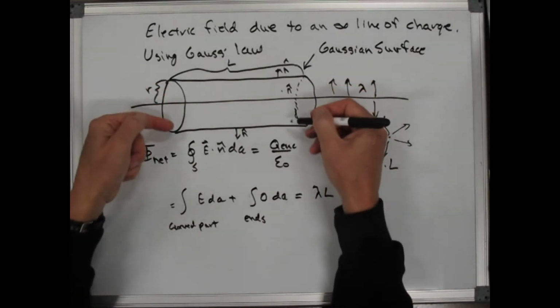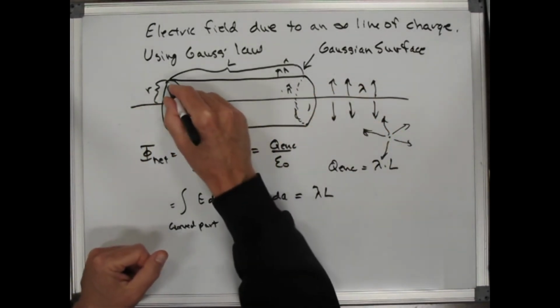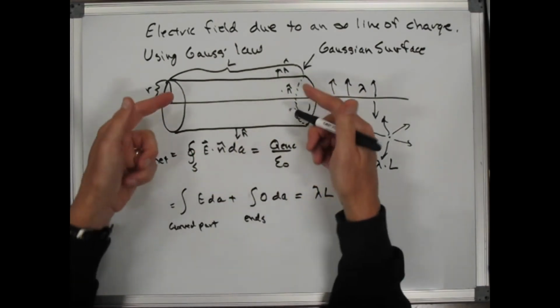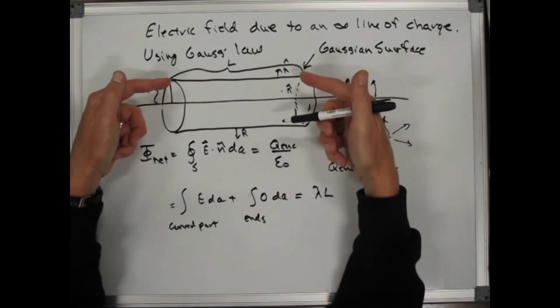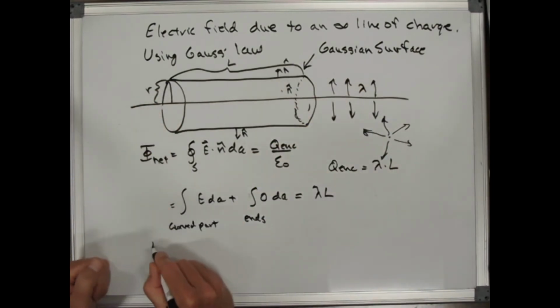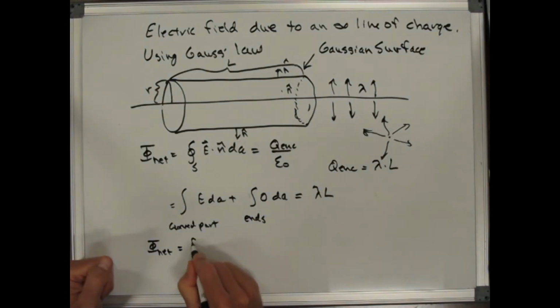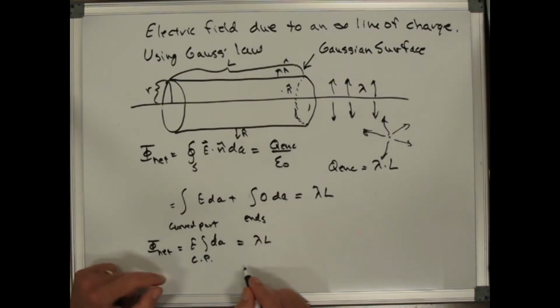We can also notice that since I picked the cylinder to be centered on the wire, right, that's my R there, the electric field is going to be constant all the way around. It's a symmetric situation, and so there's no reason to expect the electric field to be different at any part of this curved part of the surface. And so I can say my phi net is just equal to E times the integral over the curved part of dA, and that's equal to lambda over the length times the length, right?